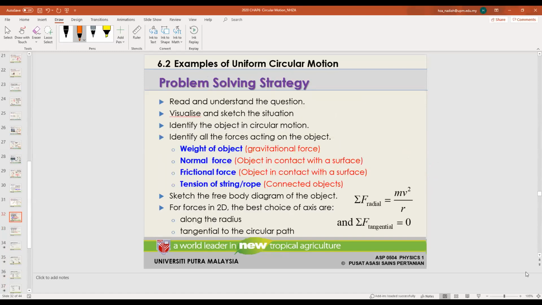Okay, all right, so let's move on to the problem solving strategy. Read and understand, visualize and sketch the situation. Always identify the object in circular motion, like the pendulum bob, the car, the test tube. And then identify all forces acting on the object. So basically you have to draw your free body diagram: weight, normal, frictional force. You must know whether the question says frictionless or friction. Tension of string or rope.